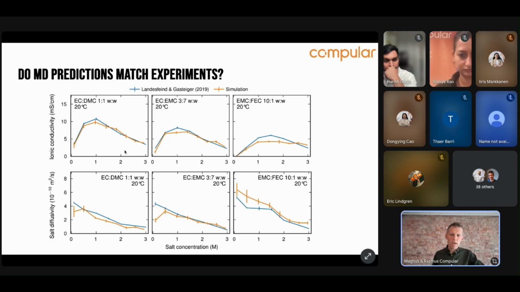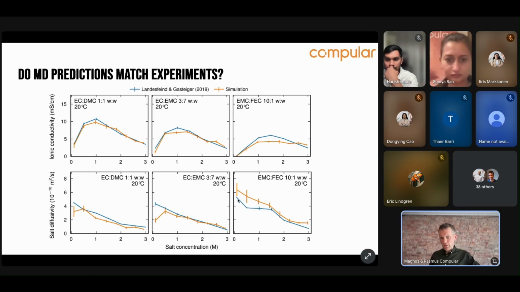And overall I would say that it compares quite well. It's not perfect. You should never expect perfect match between simulation and experiment. But overall it does a good job. You can see at low concentrations we tend to do a slightly worse job than at higher concentration, and that's because in those simulations the concentration of salt is so low, so there will be very few ions actually in the simulation, and that gives us worse statistics, and then it's a bit harder to make a good prediction.